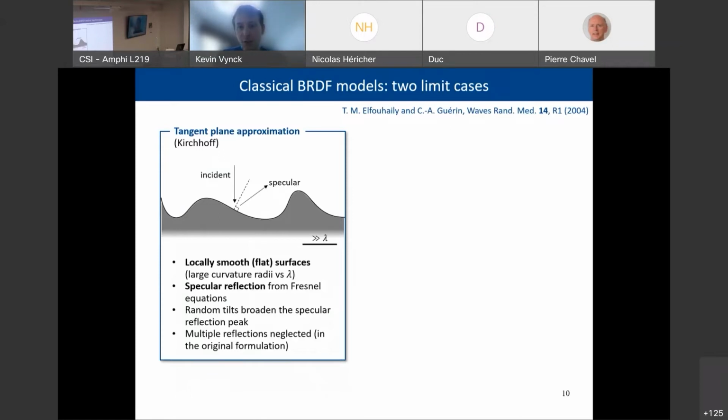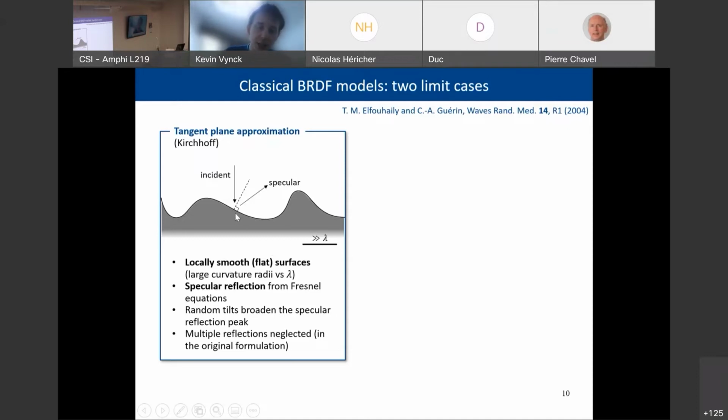They are interesting because they really also show the limitations of what is currently known. The first model is called the tangent plane approximation. It's also known as the Kirchhoff approximation. And it assumes that you have a surface that is locally smooth, flat. So essentially, at each point of the surface, the curvature radius should be large compared to the wavelength.